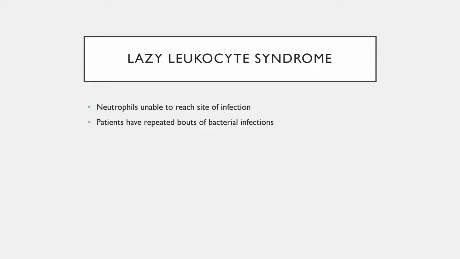That brings us to my favorite neutrophil disorder, just because of the name. That would be lazy leukocyte syndrome. In lazy leukocyte syndrome, the neutrophils are unable to reach the site of infection because they have a defective chemotactic response. People that have lazy leukocyte syndrome also have severe neutropenia. Patients here have repeat bouts of bacterial infections.